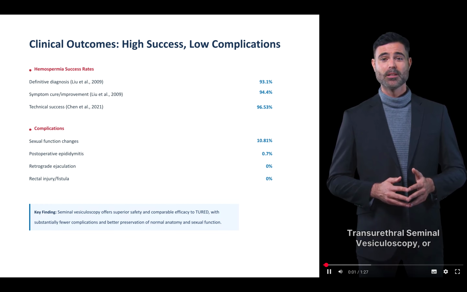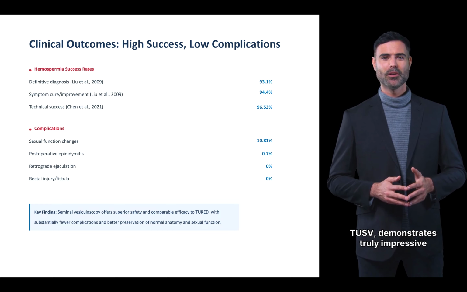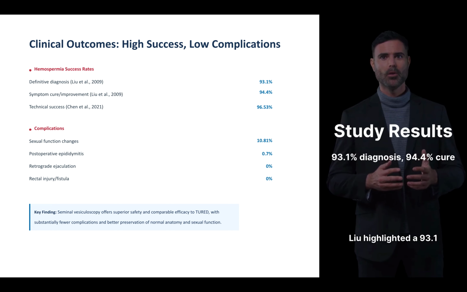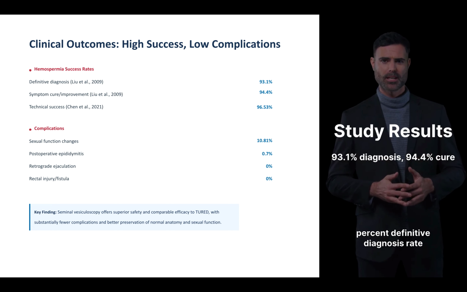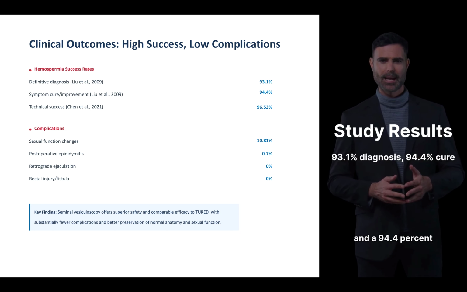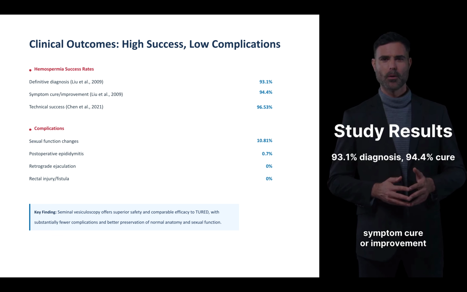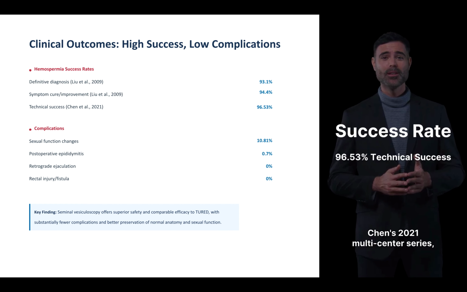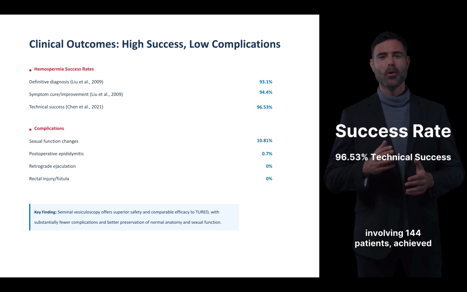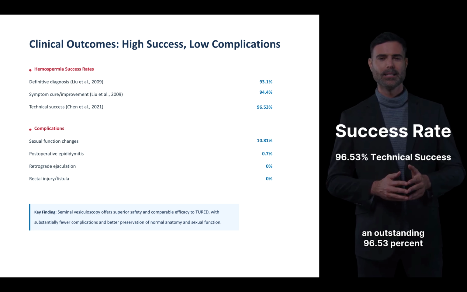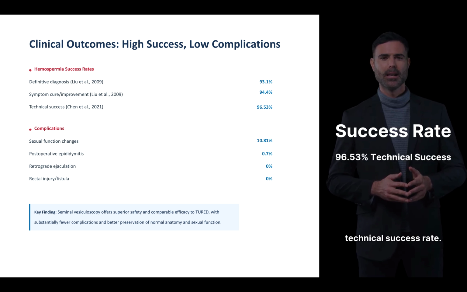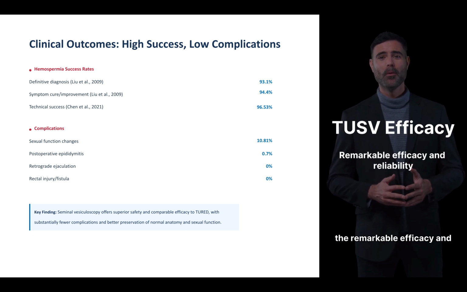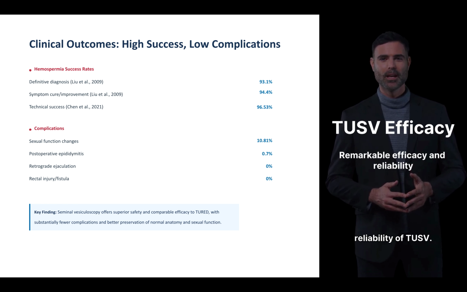Transurethral seminal vesiculoscopy, or TUSV, demonstrates truly impressive clinical outcomes for patients. A 2009 study by Liu highlighted a 93.1% definitive diagnosis rate and a 94.4% symptom cure or improvement rate. Further reinforcing these findings, Chen's 2021 multi-center series, involving 144 patients, achieved an outstanding 96.53% technical success rate. These consistently high percentages across different studies underscore the remarkable efficacy and reliability of TUSV.